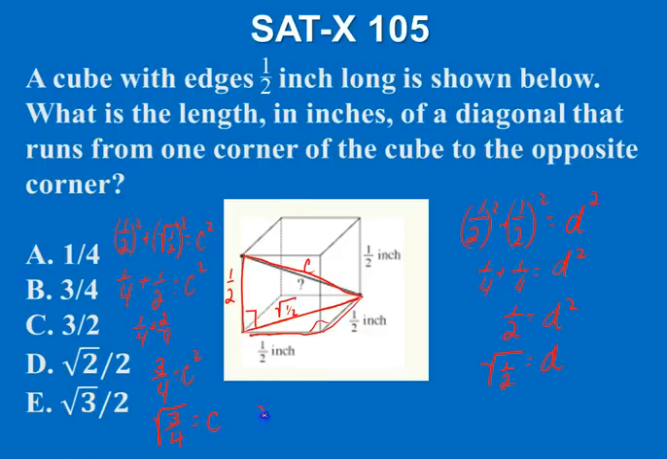Now, we can separate that, the square root of 3 over the square root of 4. Of course, the square root of 4 on the bottom is 2, and there is your answer, which is choice E. So you have to go through a couple steps to get there, but it doesn't take that long. You just got to use the Pythagorean theorem twice.